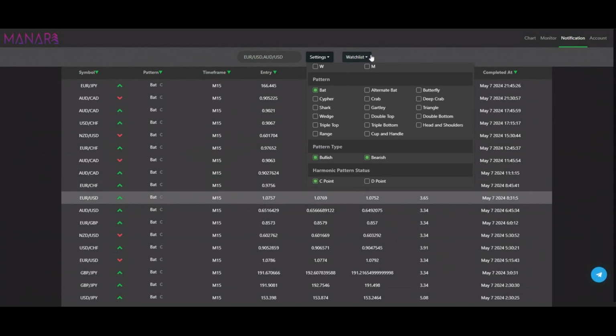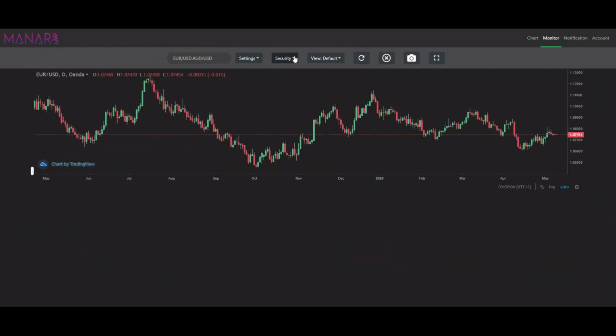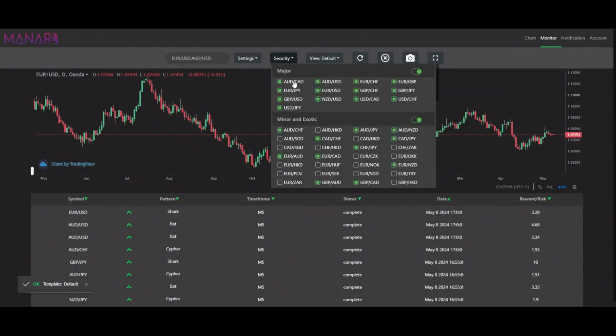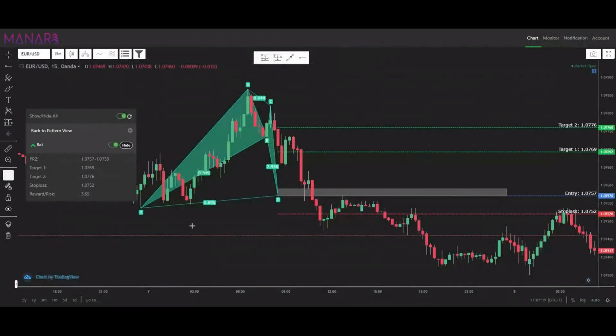And then if you go to watch list, I'm just going to select Forex Major. That's all. We'll see some examples with Forex Minor, but Forex Major is basically 13 pairs that Manara has tagged as major pairs. These are the 13 pairs that Manara is going to be checking if we had a notification with these patterns.